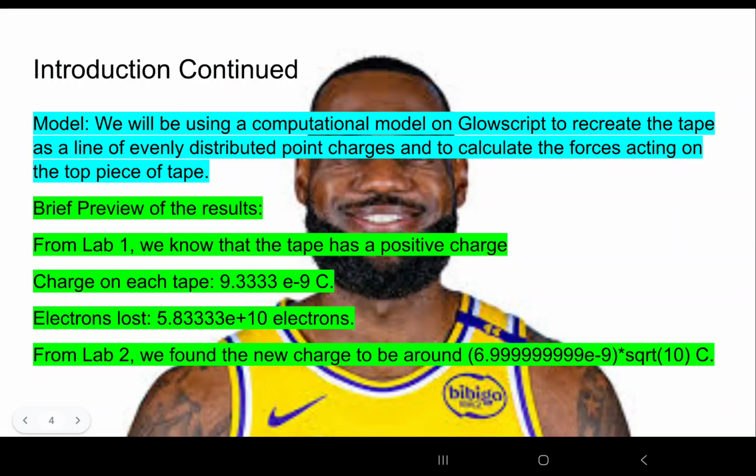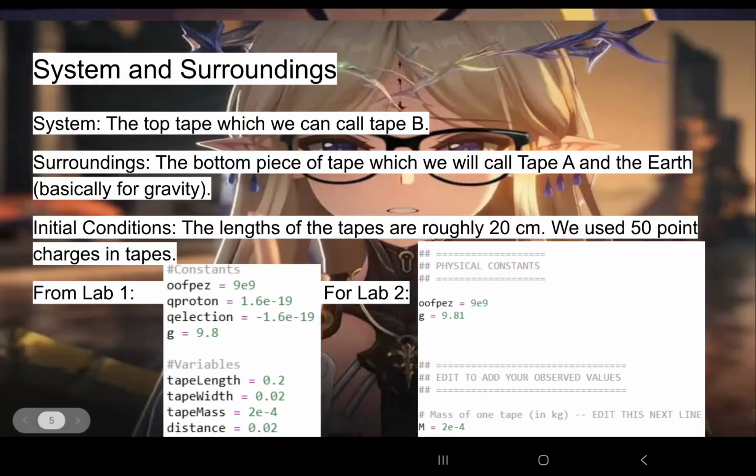Our model is a GlowScript model that recreates each of the tapes as lines of evenly distributed point charges, and it will calculate the forces acting on the top piece of tape. For a brief preview from Lab 1, we know that each tape has a positive charge, and you can see the number of electrons lost along with the charge from Lab 1. New to Lab 2, we found that the charge is 6.9e-9 times the square root of 10 coulombs. Our system includes the top piece of tape, which we could call tape B. Our surroundings include everything else, like the bottom piece of tape and the Earth.